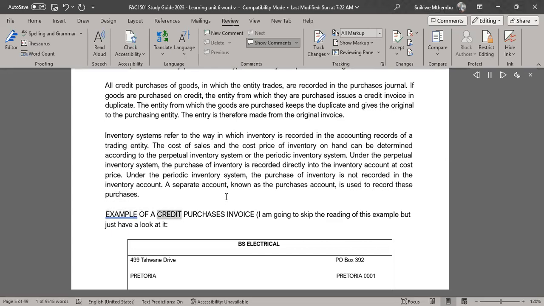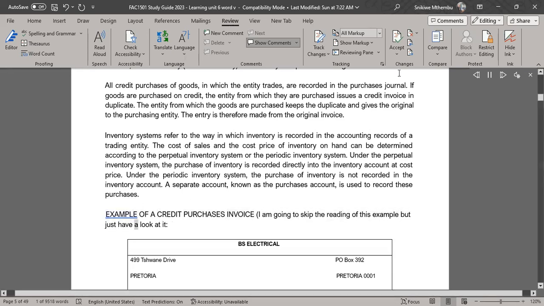Example of a credit purchases invoice. I am going to skip the reading of this example, but just have a look at it.